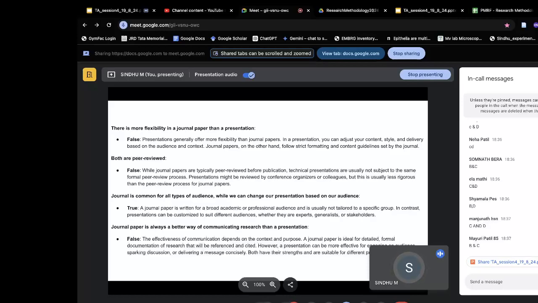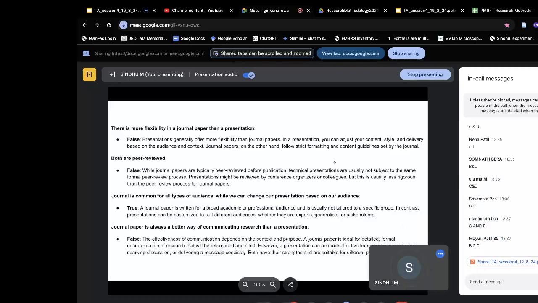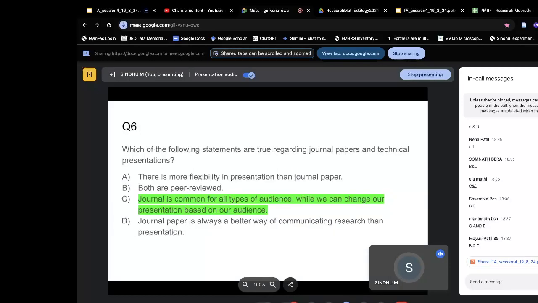And option D, journal paper is a better way of communicating research than presentation. That is not correct. Both journal paper and presentation have advantages and disadvantages. So we cannot say that one is better or the other is better. So only option C is correct here.